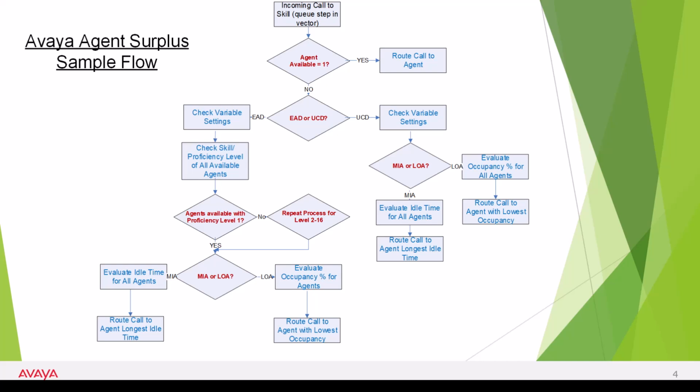All right, let's look at the next slide, and this is where the fun begins, because now I'm going to look at what we call a matrix, and we're going to use UCD first. We'll go through some samples, and then we'll do EAD, or skills-based routing.